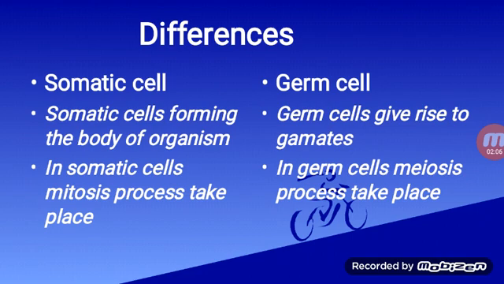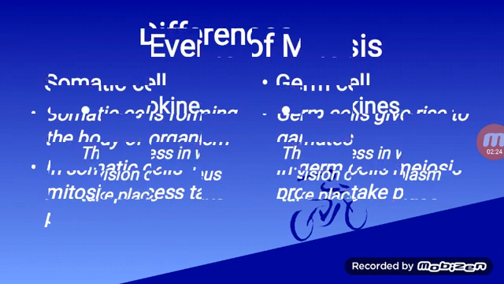Differences. What is the difference between somatic cells and germ cells? Somatic cells form the body of the organism. In somatic cells, the process of mitosis takes place. Germ cells give rise to gametes. In germ cells, the process of meiosis takes place.